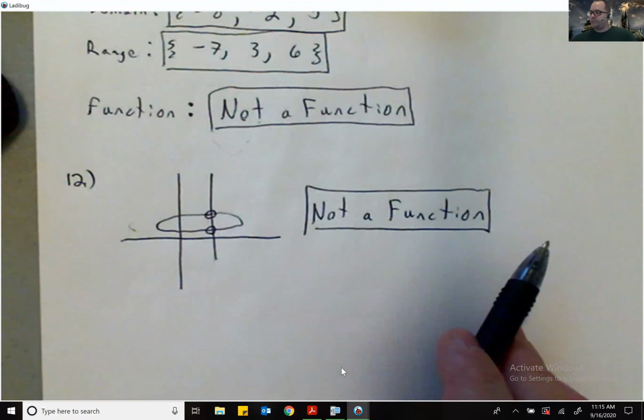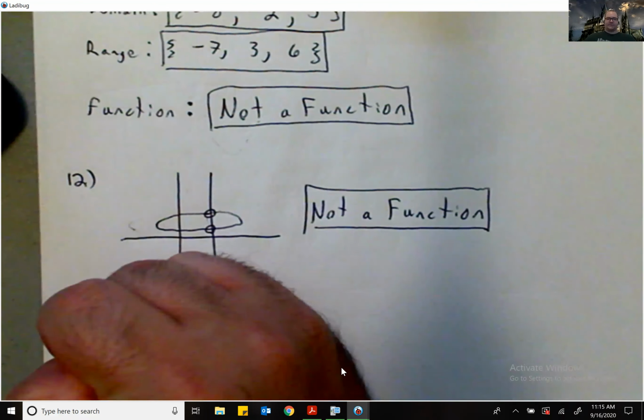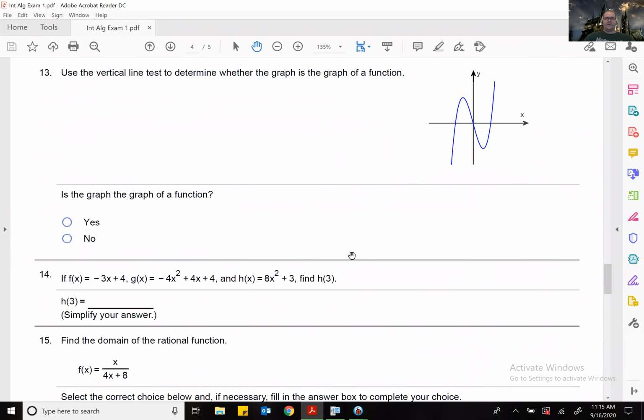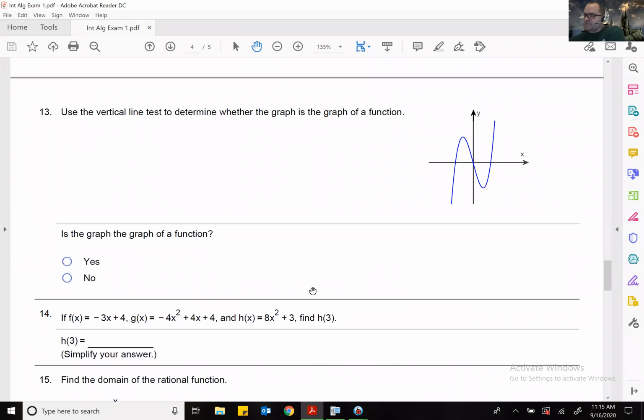All right, moving on. Number 13. There we go. So you would come back here and you would say no. All right. So again, another vertical line test here. So let me draw my ugly graph of this as best as I can.